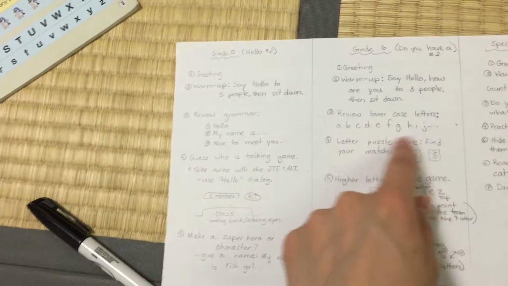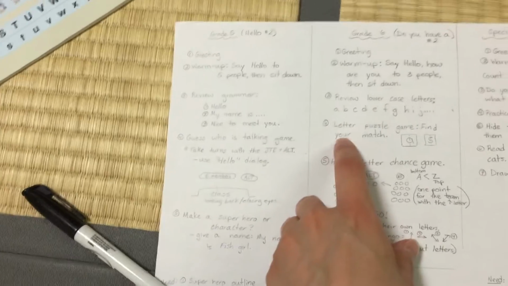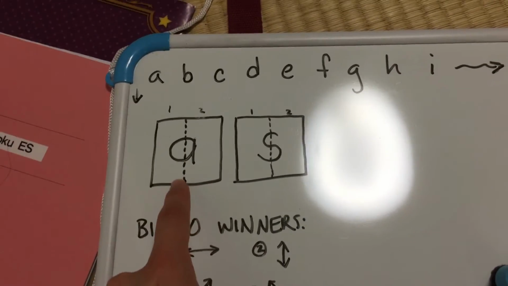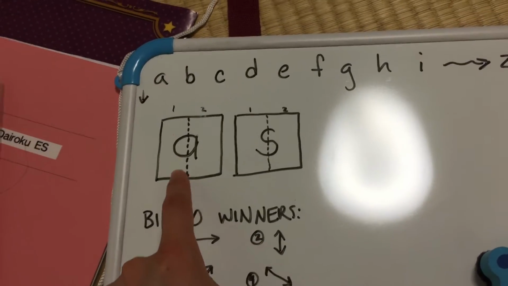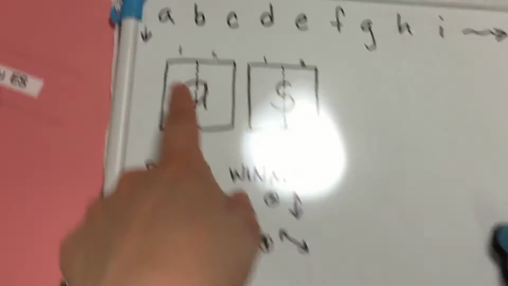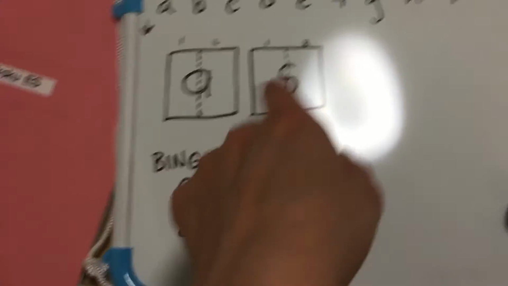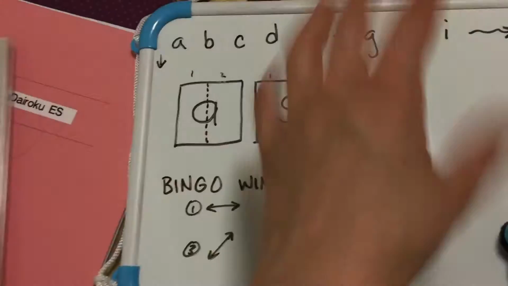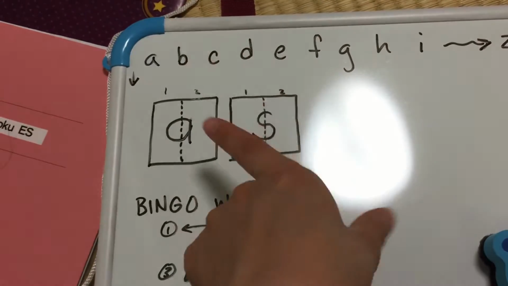So after reviewing the lowercase letters, I have a letter puzzle game. So you find your match. So basically, I printed out large, well, I guess like this size paper with a lowercase letter on it, and then I cut it in half. So there'd be 2 halves to 1 letter. And I would mix them all up, and then I'd give them to the students, and then the students would have to find their match.